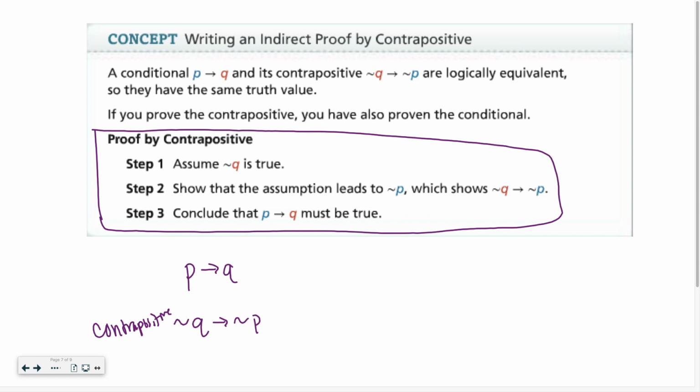So step 1. Assume that not Q is true. Step 2, show that the assumption leads to not P, which shows that if not Q, then not P. So then you're able to conclude that if P, then Q must be true. Now, if you remember, going back to the conditionals and the contrapositives, those two things always had the same truth value. So that is why, if you're able to prove if not Q, then not P, that proves if P, then Q, because they have the same exact truth value.